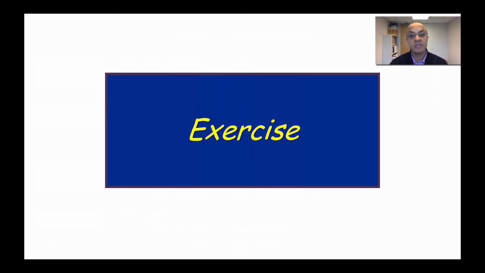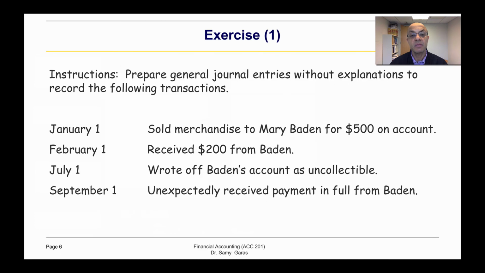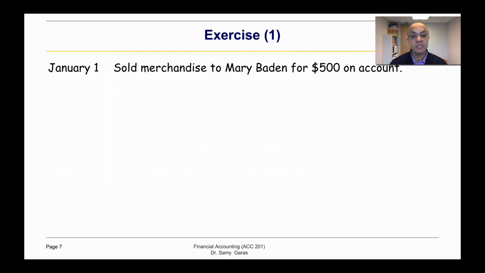Let us have a brief exercise to show how we make it. Here we have a company that made sales on January 1st. They received some cash on February 1st. They wrote off the balance on July 1st. And on September 1st, the customer came back with full payment. So how do we make these four journals?